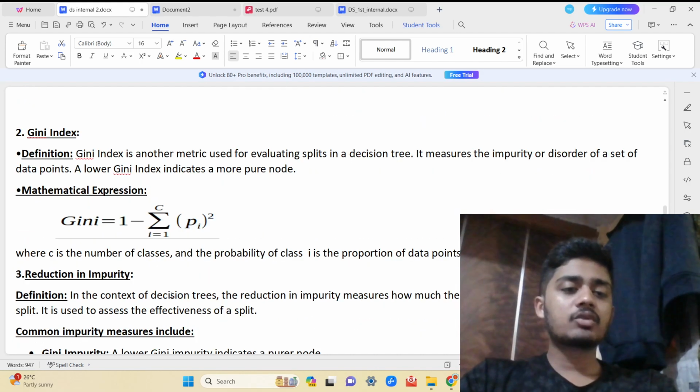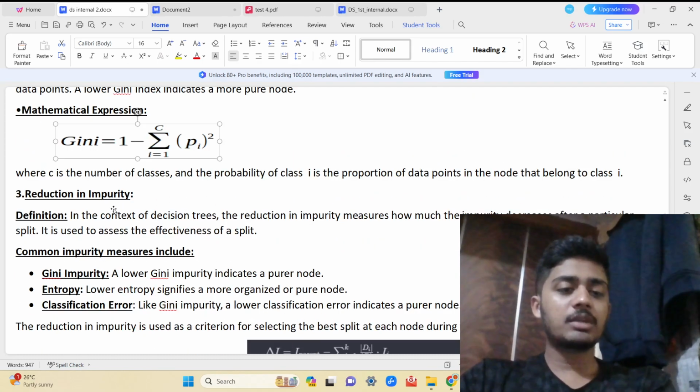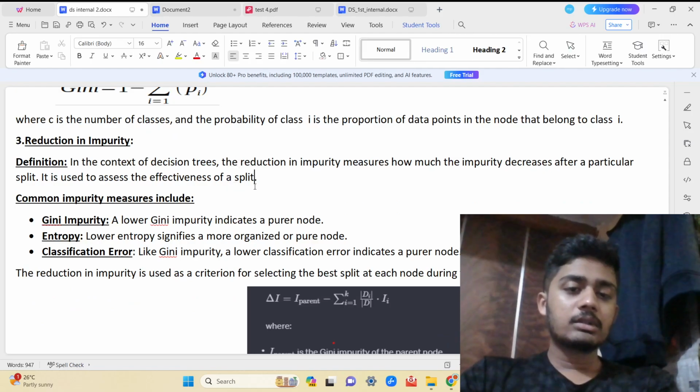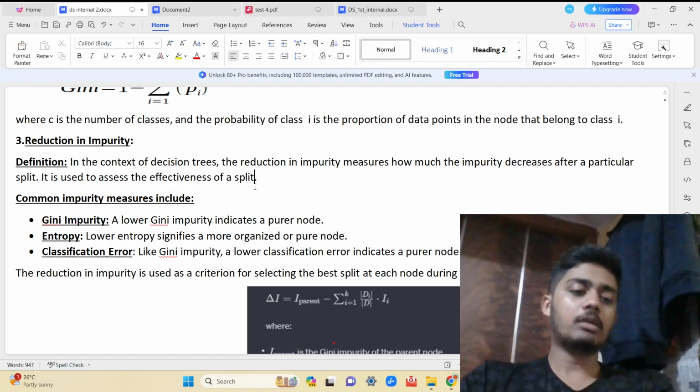Going towards the Gini index. The Gini index is another metric used for evaluating splits in a decision tree. It measures the impurity or disorder of a set of data points. The mathematical expression for the Gini index is like this. And the third one is reduction in impurity. The definition is that in the context of decision trees, the reduction in impurity measures how much the impurity decreases after a particular split. It is used to assess the effectiveness of a split. The common impurity measures include Gini impurity, entropy, and classification error.